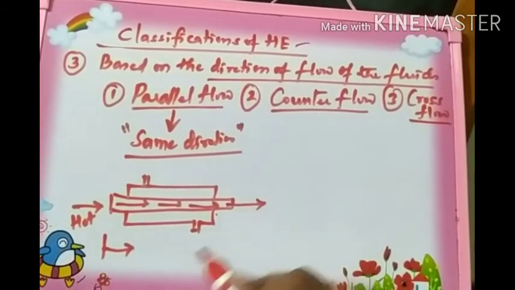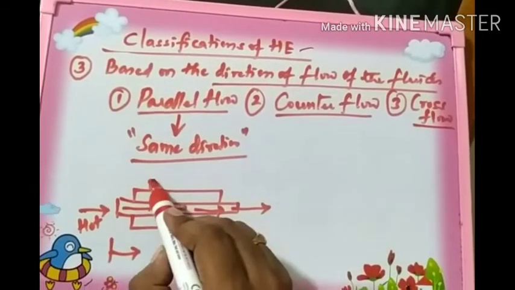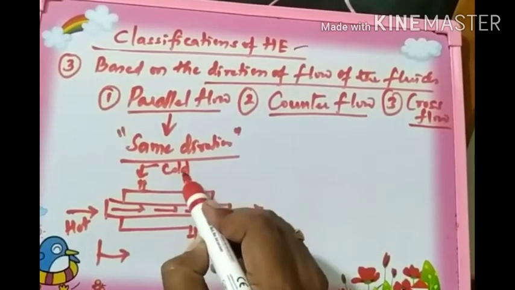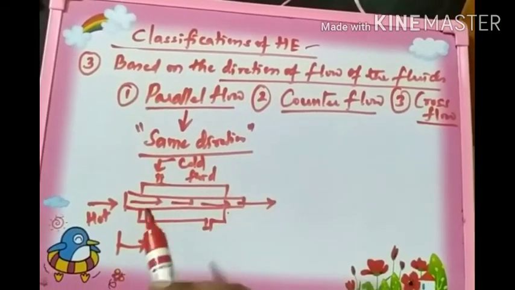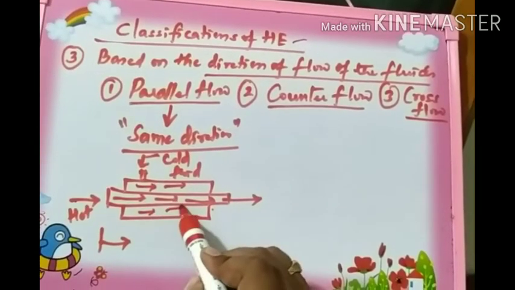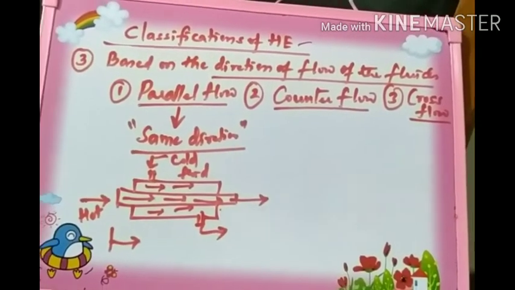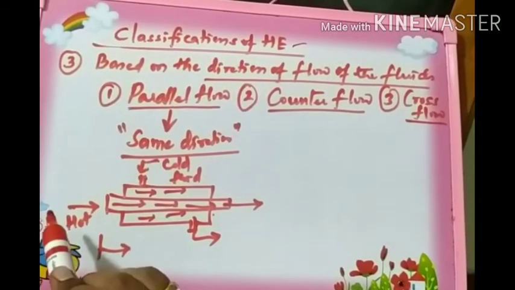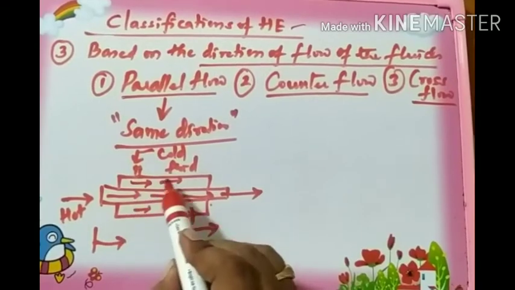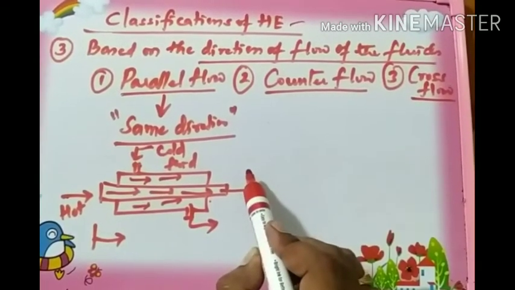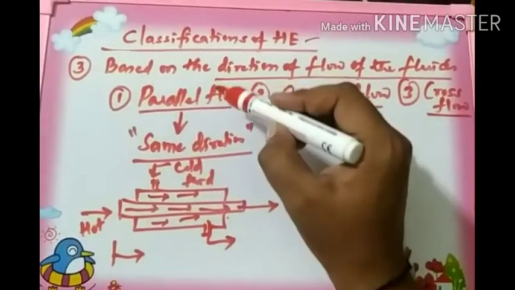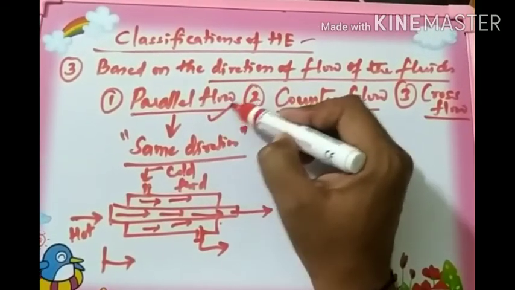So the hot fluid goes out. Now surrounding this inner tube, I will also make cold fluid flow. The cold fluid also flows in the same direction, and it will move finally like this. So the hot fluid is moving like this in the tube, and the cold fluid is also moving around the tube in the same direction. Since both of them flow in the same direction, that type of heat exchanger is called a parallel flow heat exchanger.